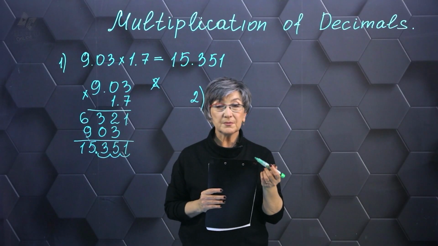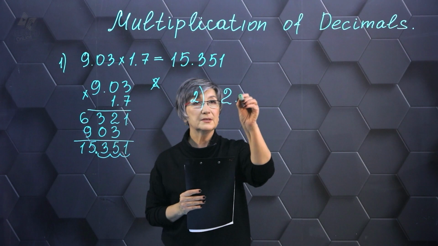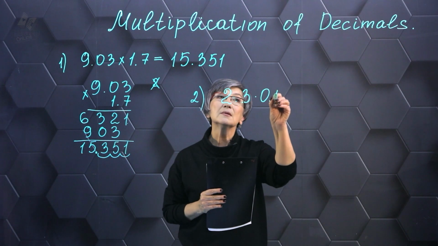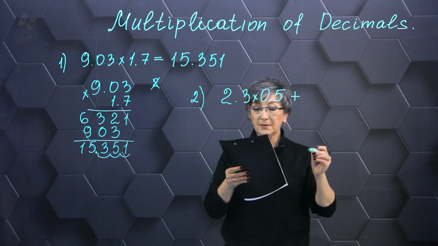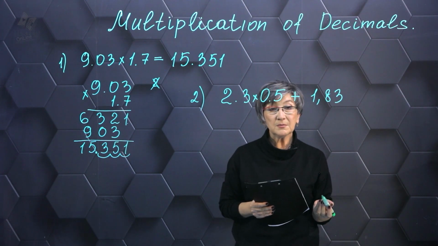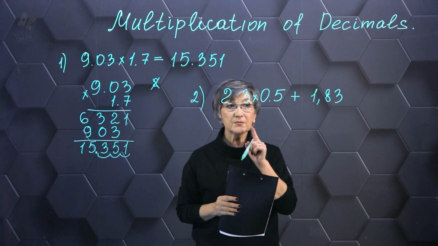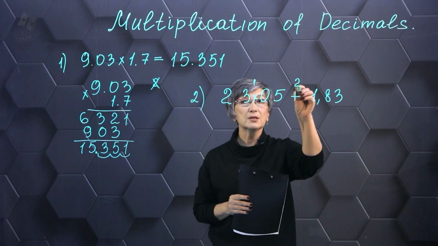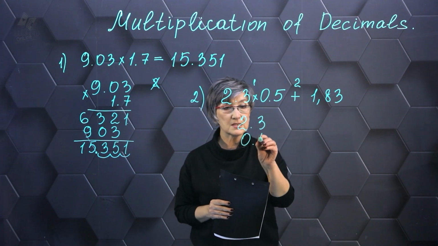Now let's look at another example in which we will multiply decimal fractions and add. So 2.3 times 0.5. We need to add 1.83. Let's do the action. According to the rules of the order of operations, the first action is multiplication if there are no parentheses. The second action is addition. So I need to multiply 2.3 times 0.5.